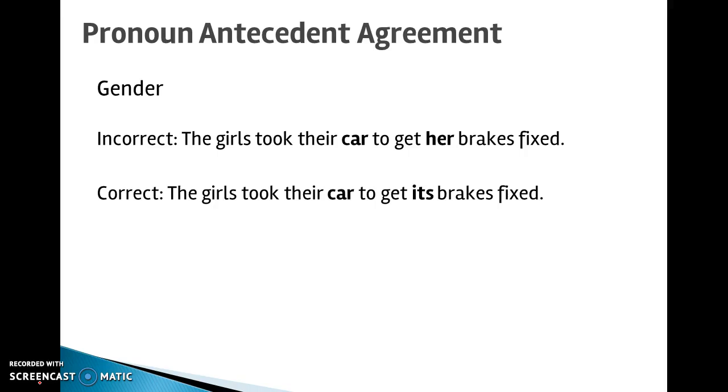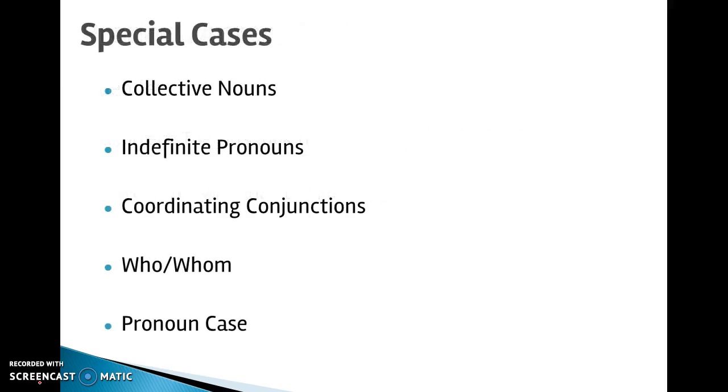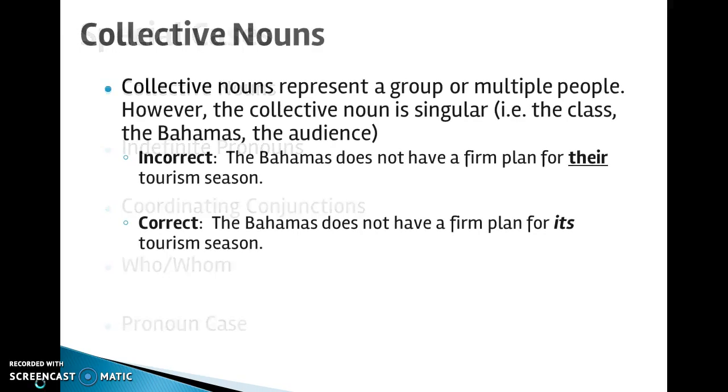That's when it's pretty easy, and we're probably doing that correctly in our writing. However, there are some difficult cases: collective nouns, indefinite pronouns, coordinating conjunctions, who and whom, and pronoun case. And these are the tricky cases where we're probably making mistakes in our writing. So we want to go through and make sure we have a clear understanding of each of those five tricky cases. Let's start with collective nouns.